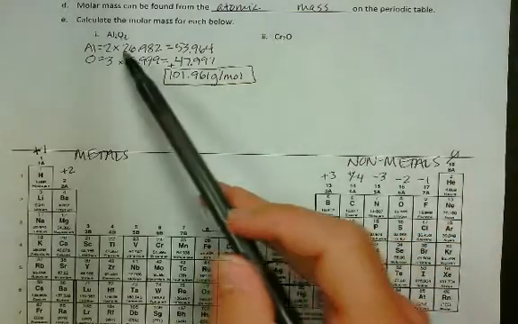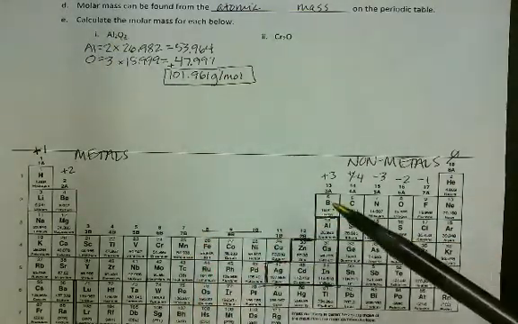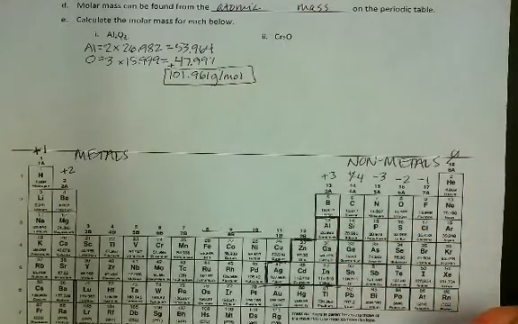Okay, so you basically count how many atoms you have of each, multiply by their atomic masses on the periodic table, and then you add up all together, sum it all together.